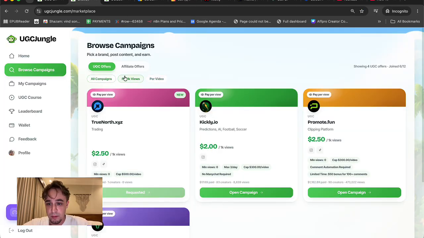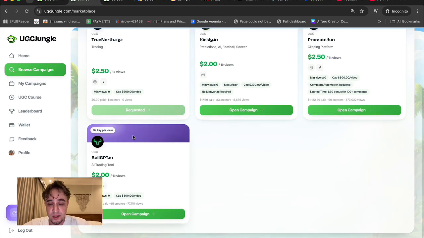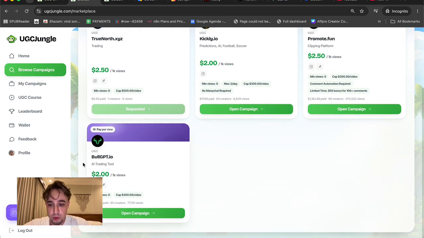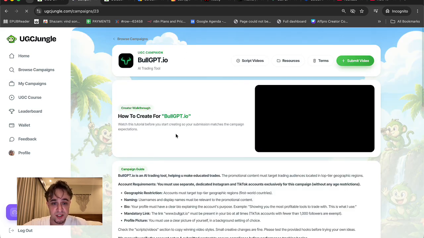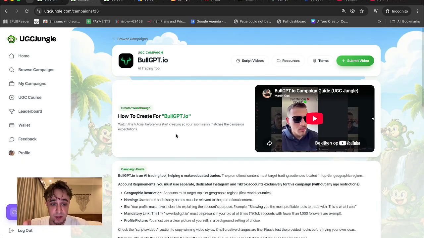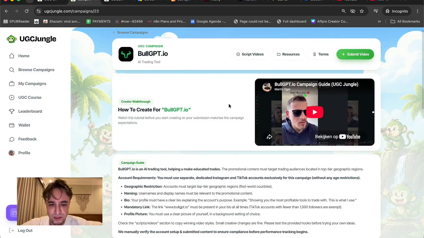Okay, now being inside of the platform, as we can see right here, we've got per 1K views and per video. We're going to click per 1K views and choose any of the campaigns that are on there. For this example, I'm going to use bullgpt.io. I'm going to click open campaign, and we're now going to see a dashboard that will look something like this. Okay, it might be a little bit different. We are doing quite some updates to the platform, but it will look similar to this.